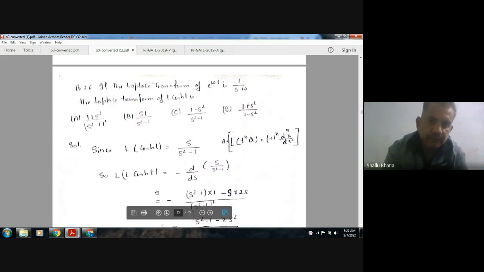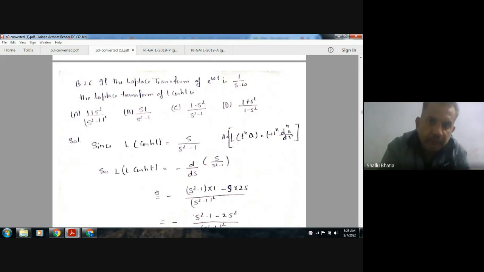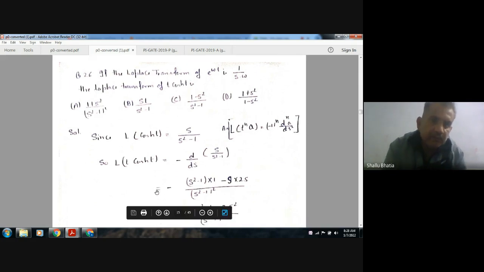Next, the Laplace transform of e to the power omega t is 1 divided by s minus omega. The Laplace transform of t cos hyperbolic t is: option A, (1 plus s square) divided by (s square minus 1) whole square. B, s divided by s square minus 1. C, (1 minus s square) divided by (s square minus 1) whole square. D, (1 plus s square) divided by (1 minus s square).